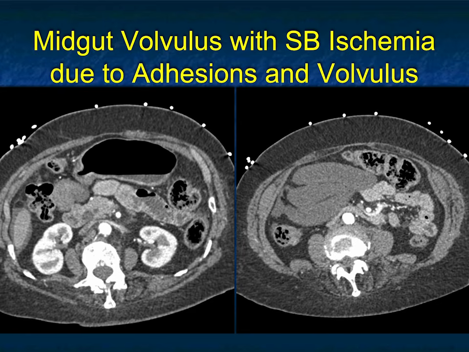This patient went to surgery, had bowel resected. The bowel was ischemic, and it was due to adhesions, and then you get that very nice midgut volvulus. Very classic case and a very important diagnosis if the patient is to survive.